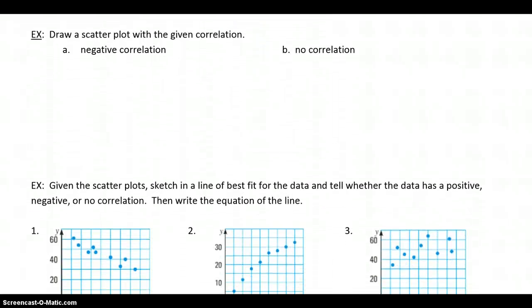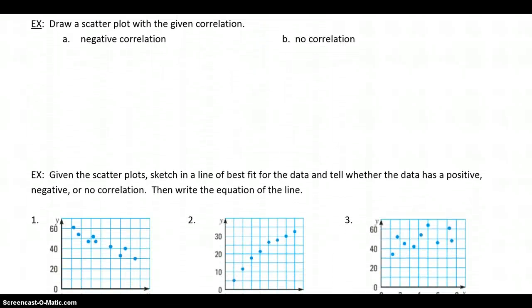section says draw a scatter plot with the given correlation. So now we want to draw one with negative correlation and no correlation. Okay, and it doesn't have to be exact. Let's just draw or sketch the first quadrant of a coordinate plane, and if we want a negative correlation, the data should be going down. So it should look something like this.